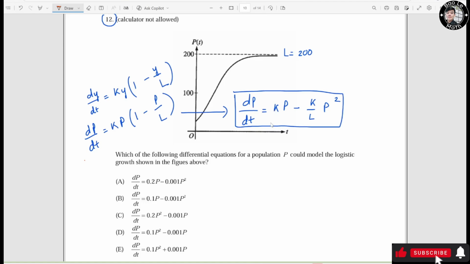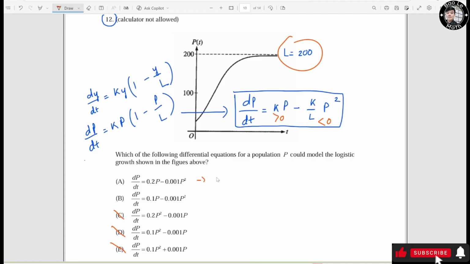So from this formula, we're going to come up with a conclusion. A correct logistic equation must have a positive linear term kP, right? This one is positive. A negative quadratic term, this one is negative right here, right? And it levels off at the carrying capacity L right here, right? So we look at the answer choices right here. We need to eliminate C, D, and E because they all have the positive quadratic term, right?